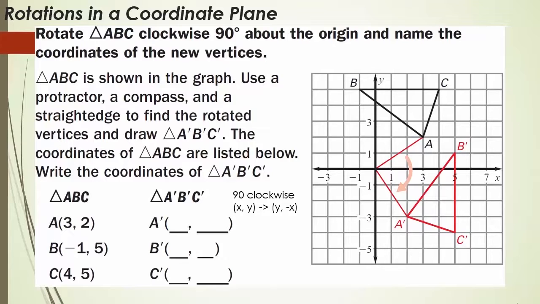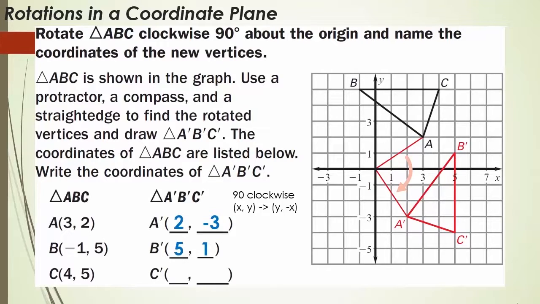So in this case over here, point A is located at 3 and 2. After a 90 degree clockwise rotation, we're going to switch the 3 and the 2 so it becomes 2 and 3, and then change the sign of the 3 so we get 2 and negative 3. Same thing with B. B is at negative 1 and 5, so we're going to switch the negative 1 and 5 to get 5 and negative 1, and then take the opposite of our x value. So the opposite of negative 1 is positive 1, and so we get 5 and 1.